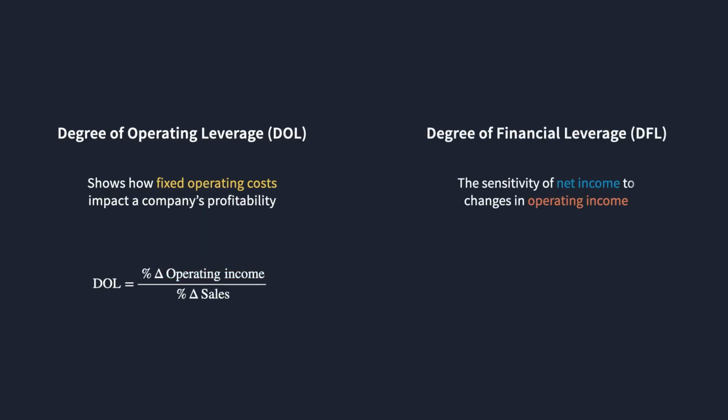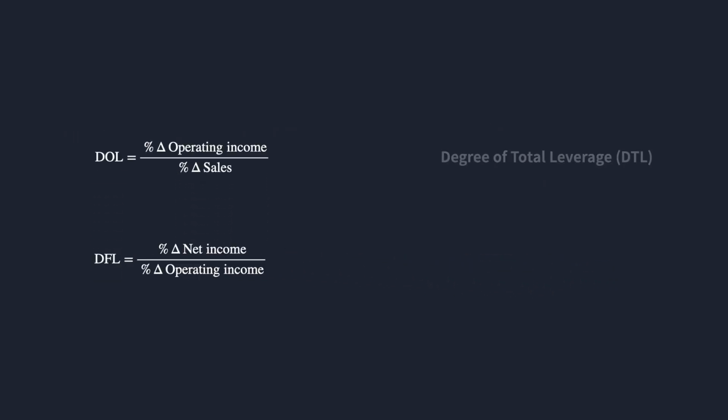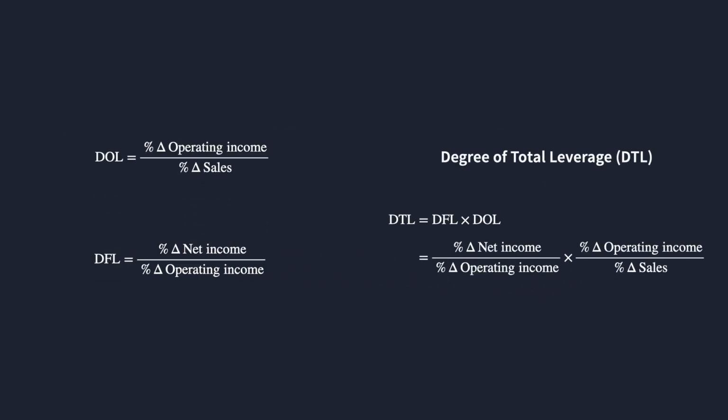We also have to consider the impact of financial leverage in a company's capital structure. The degree of financial leverage measure, or DFL, is calculated as the percentage change in net income divided by the percentage change in EBIT. When we multiply DOL and DFL, we get DTL, which is the company's degree of total leverage.